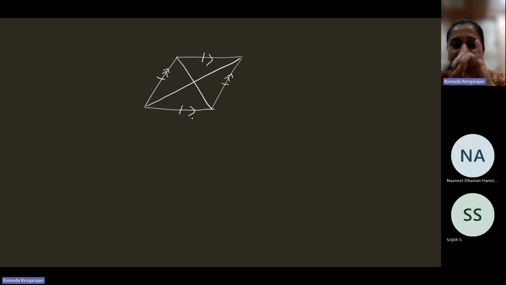In a rhombus, all sides are equal. Opposite sides are parallel because it's a parallelogram. A rhombus is a parallelogram, so opposite sides are parallel. Then all the sides are equal in a rhombus. And in a rhombus, opposite angles are equal, like in a parallelogram.